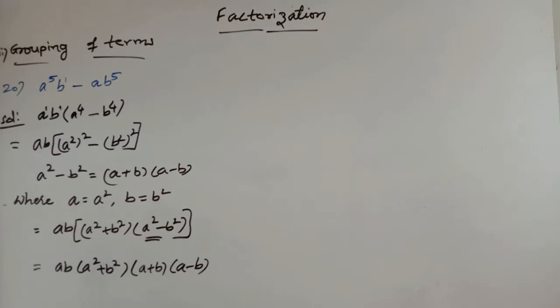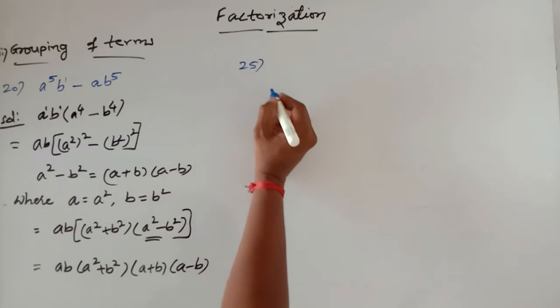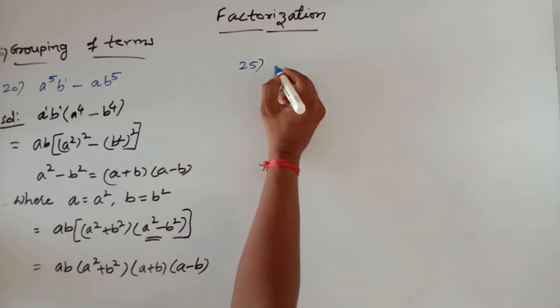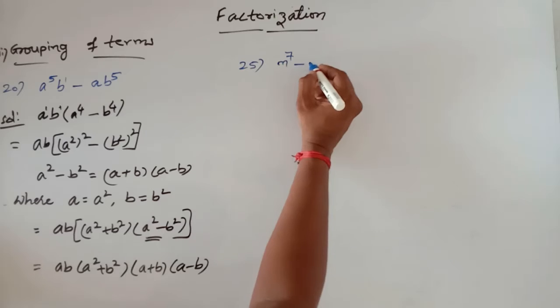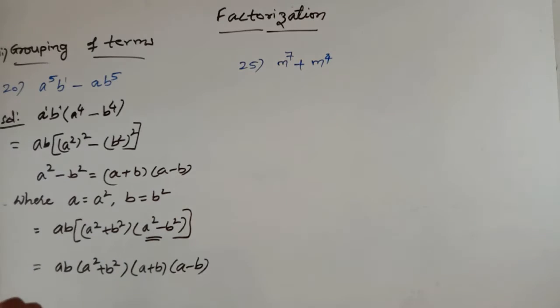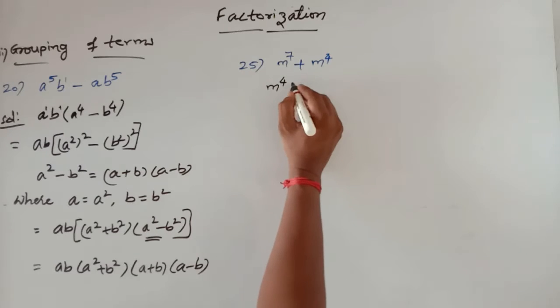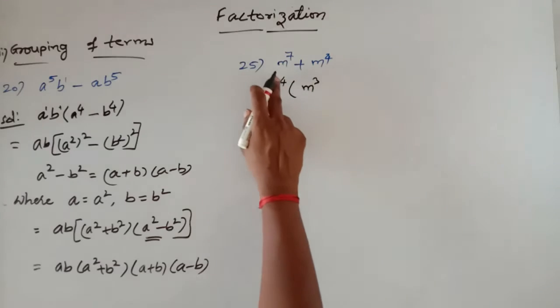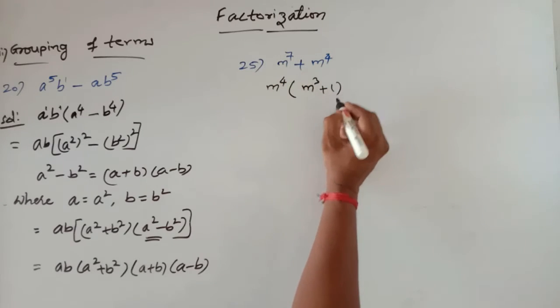Next question I am taking, that is question number 25. See children, 25th question. Factorize m to the power of 7 plus m to the power of 4. Same method. So m to the power of 4 I am taking common. Then m to the power of 3, since 3 plus 4 is 7, plus already m to the power of 4 gone, remaining will be 1.